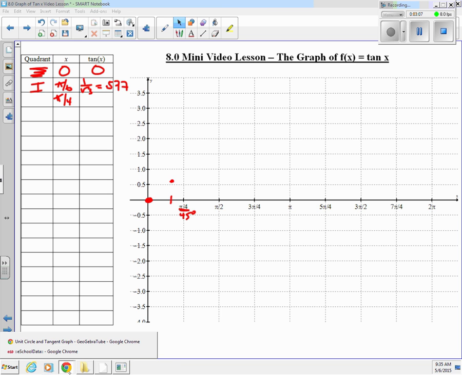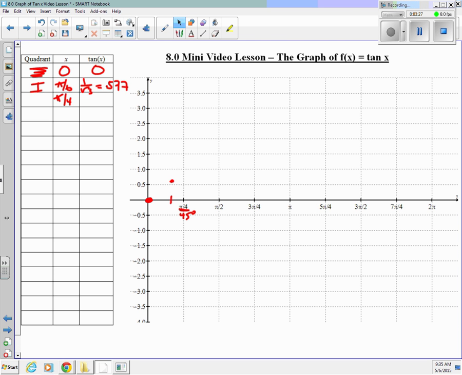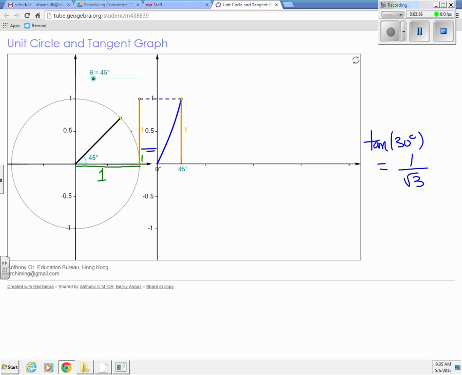So if I go back to my animation and make this theta about 45 degrees, we'll see that happen. Whoops. There's 45. It's a perfect 1 unit. And as you can see, the blue graph is my tangent graph. It's starting to grow pretty quickly at this point. So I want to plot my point. My 45-degree point is 1. Okay.